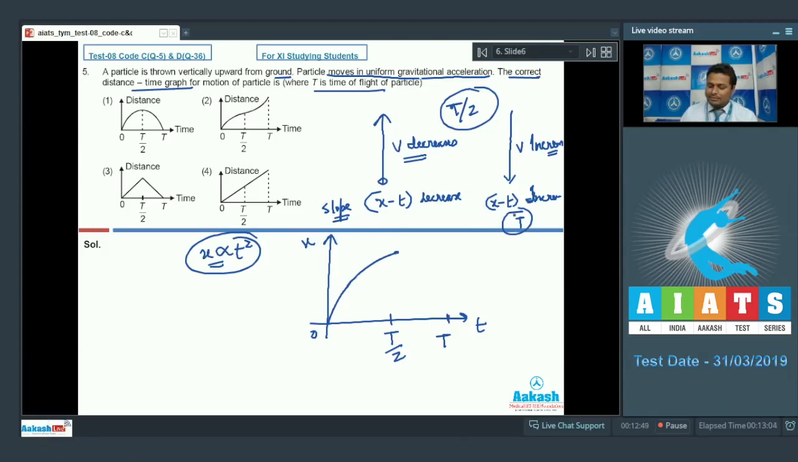And for the second part of the journey, from t by 2 to t, the speed is increasing. So the slope of the xt graph will increase and the graph will look like this. If we look at the options, we can say that option number 2 is absolutely correct. So we will go with option number 2 only. Now, let us proceed to the next question, that is question number 6.